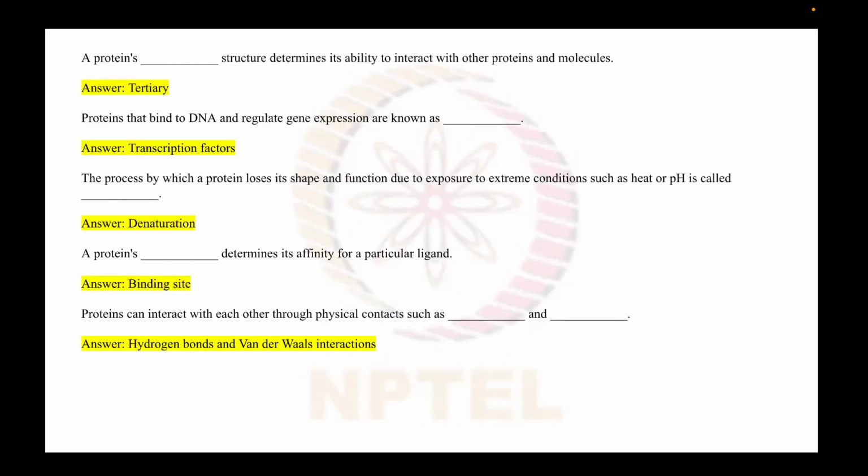Given a protein, tertiary structure determines its ability to interact with other proteins. Proteins that bind to DNA to regulate gene expression are known as transcription factors. The process by which a protein loses its shape and function due to exposure to extreme conditions such as heat or pH is called denaturation. A protein's binding site determines its affinity for a particular ligand. Proteins can interact with each other through physical contacts such as hydrogen bonds and van der Waals interactions.